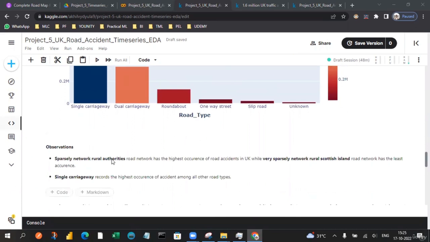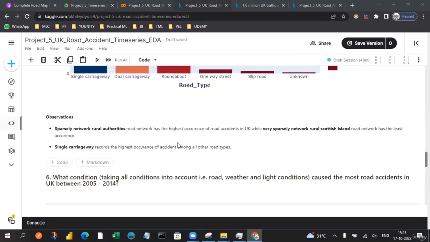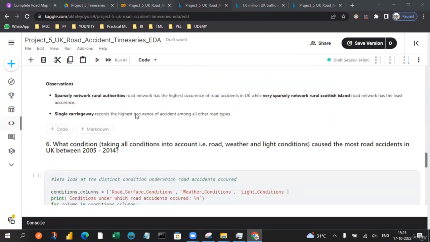So the sparsely networked rural authority road network has the highest occurrences of accidents in the whole UK, and the very sparsely networked rural Scottish Island road network has the least occurrences. Single carriageways have the highest occurrences when compared to all the others.